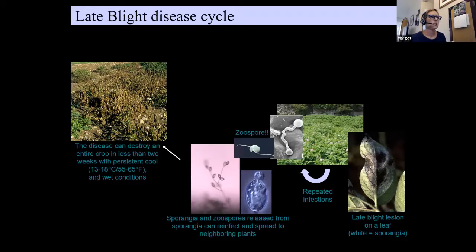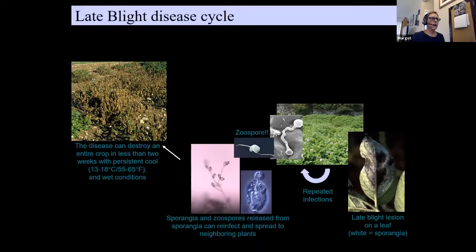I should also mention it's a prolific spore producer. So 1 little square centimeter of lesion area here will produce upwards of 20,000 of these little guys here. And if each of those 20,000 sporangia is making 6 to 8 zoospores, you're going to get a lot of disease really quickly. So that's what happens with late blight.